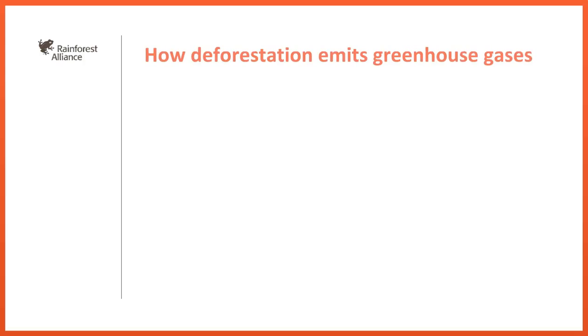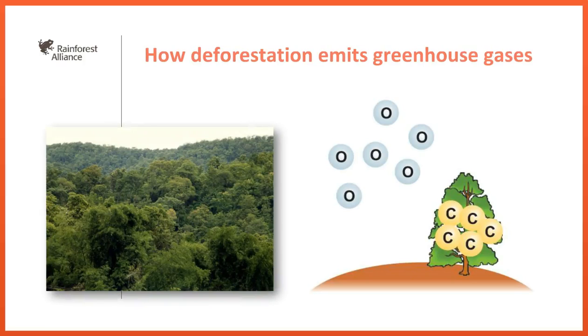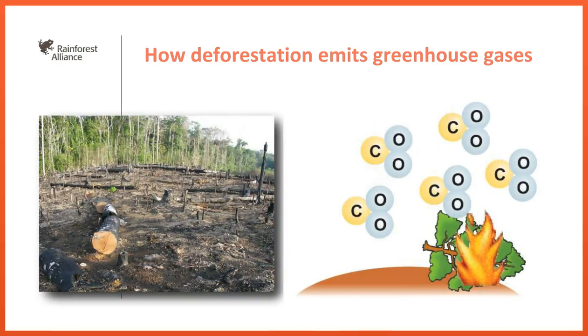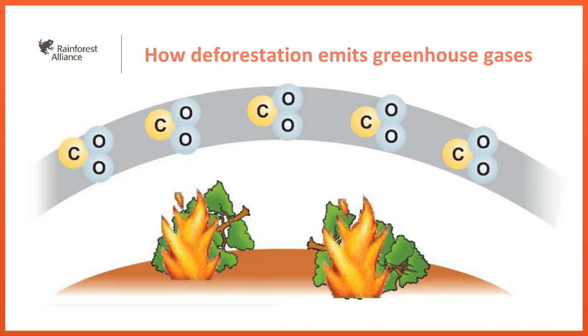How does deforestation emit greenhouse gases? Forests and the soil under the forest cover store a huge stock of carbon. When trees fall, the carbon that was stored in the trees is released through burning or through decomposition. The soil that lost the forest cover also releases a significant amount of carbon. The carbon that has been released gets together with oxygen and forms carbon dioxide. This is how deforestation significantly contributes to greenhouse gas emissions and therefore to climate change.